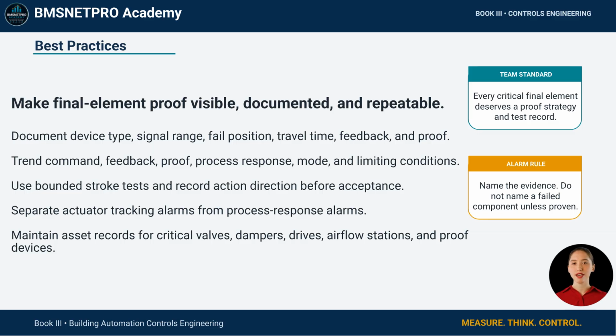Best practice is to make final element evidence visible and repeatable. The sequence should identify device type, signal range, fail position, travel time, feedback type, proof method, and failure response. Trends should include command, feedback, proof, process variable, operating mode, and limiting conditions. Stroke tests should be bounded and documented. Alarms should separate actuator tracking from process response. Finally, asset records matter. Critical valves, dampers, drives, airflow stations, proof switches, and actuators require preventive maintenance just like controllers and servers.